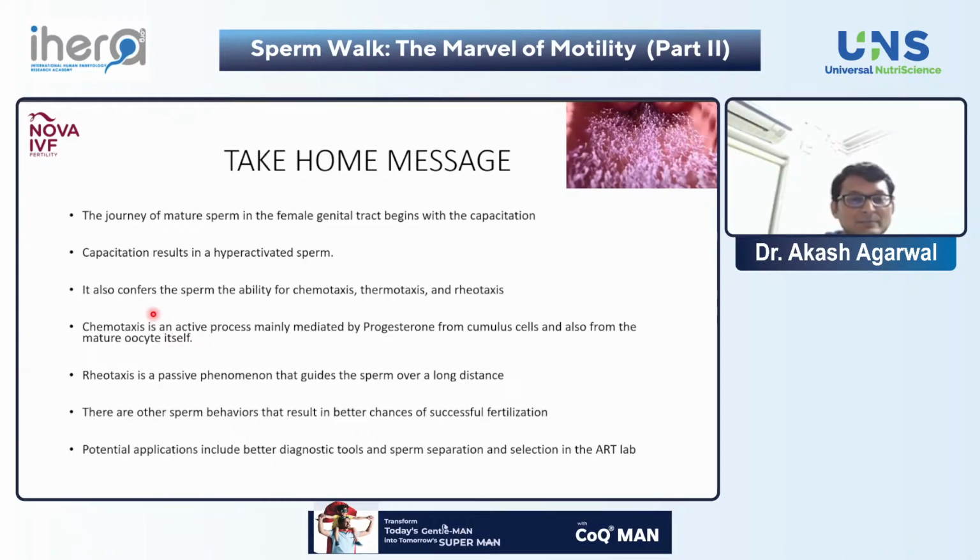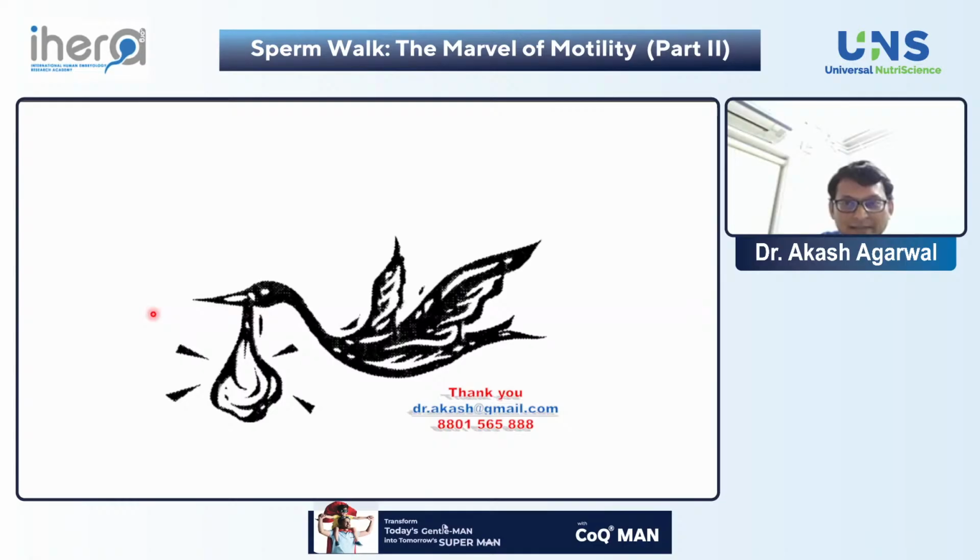There are even other sperm behaviors which aid successful fertilization. There are potential applications in terms of better diagnostic tools, and even better sperm separation and selection tools, which have the potential of increasing our chances and even the safety profile for the progeny.